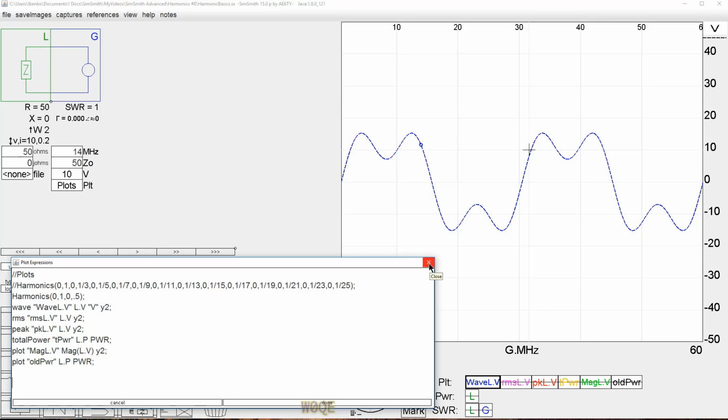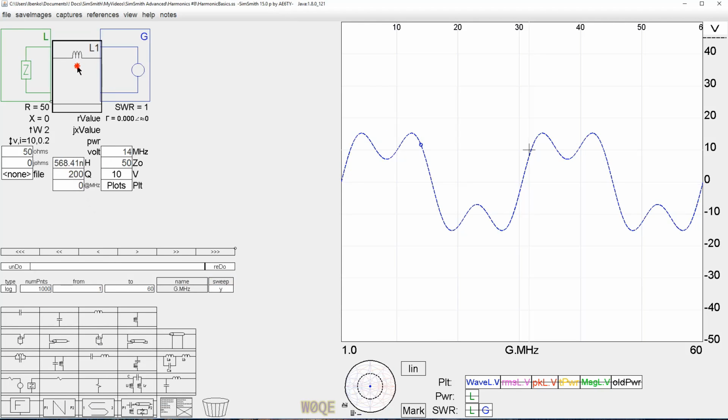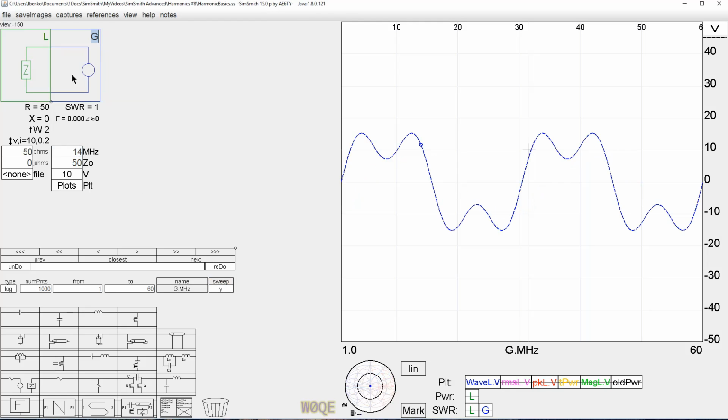Let me do a real quick review here. If we had a component like this, and we did L1.V, capital V, we'd be looking at the voltage right on this side from here to ground. If we did L1.small v, we'd be looking at the voltage across this component. So in the case here, we could look at L.capital V or L.small v. They both give you the same answer because the voltage across the component is the same as the voltage to ground.